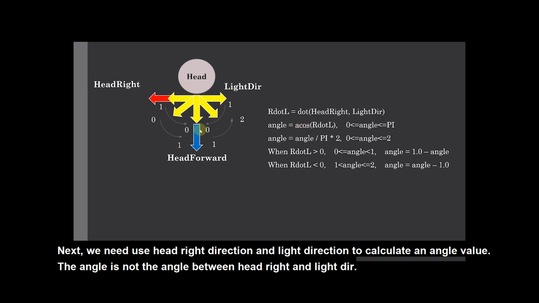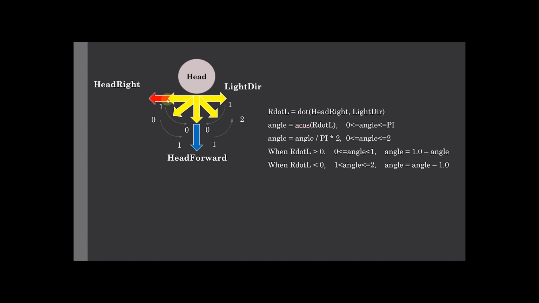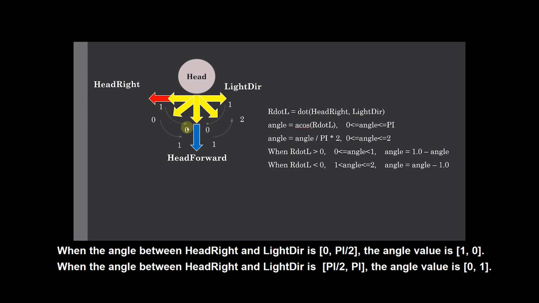Next, we need to use head right direction and light direction to calculate an angle value. The angle is not the angle between head right and light direction. When the angle between head right and light direction is from 0 to half pi, the angle value is from 1 to 0. When the angle between head right and light direction is half pi to pi, the angle value is from 0 to 1.